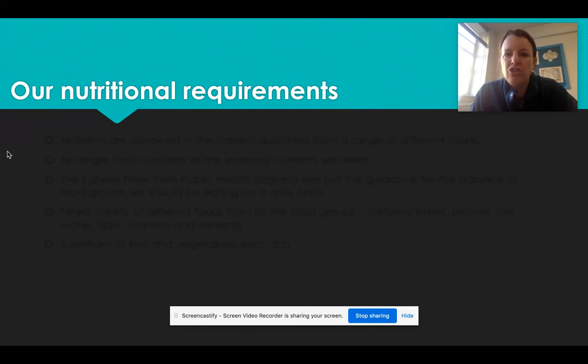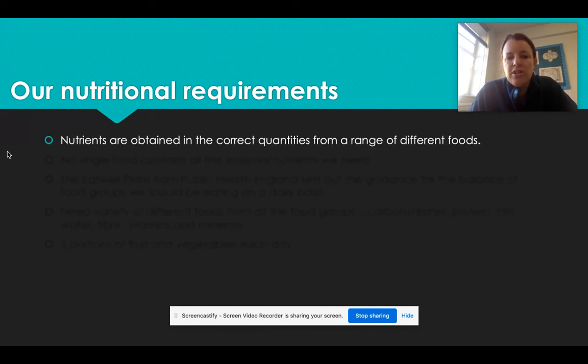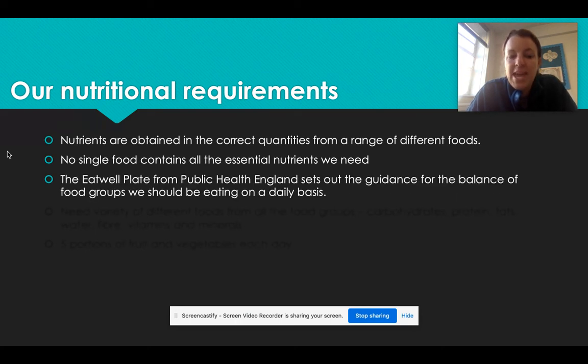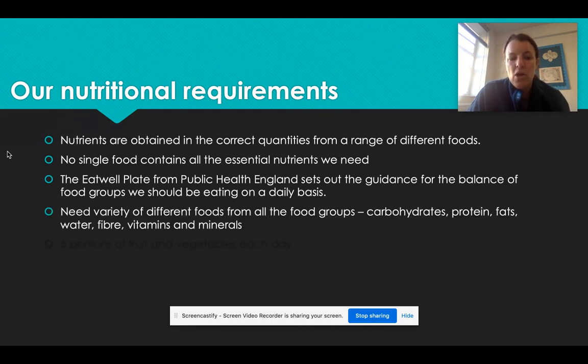Next section, our nutritional requirements. Nutrients are obtained in the correct quantities from a range of foods. No single food contains all the essential nutrients we need. You're going to learn more about nutrients in lesson 2. This is just an introduction section. The Eat Well plate from Public Health England sets out the guidance for the balance of food groups we should be eating on a daily basis. We need a variety of different foods from all the food groups: carbohydrates, proteins, fats, water, fibre, vitamins, and minerals. And it's recommended that we have 5 portions of fruit and vegetables each day.